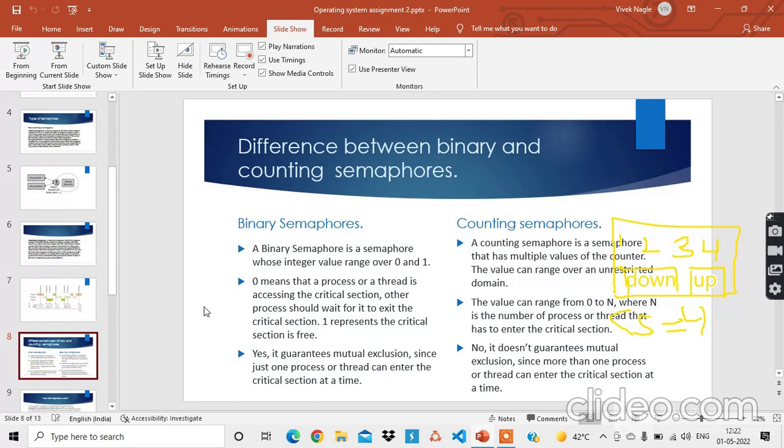In counting semaphore, the value can range from 0 to n, where n is the number of processes or threads that have to enter the critical section.